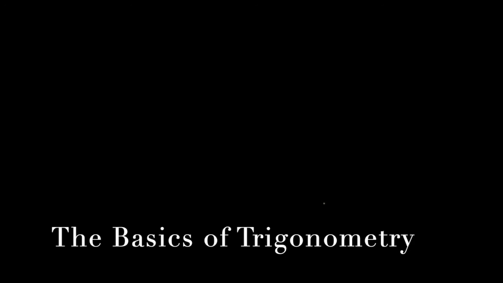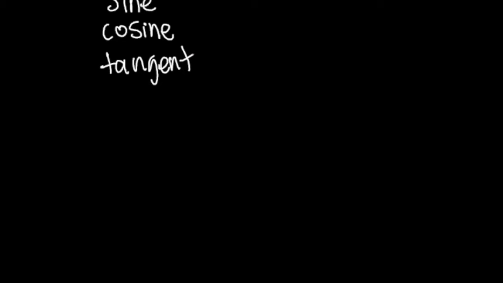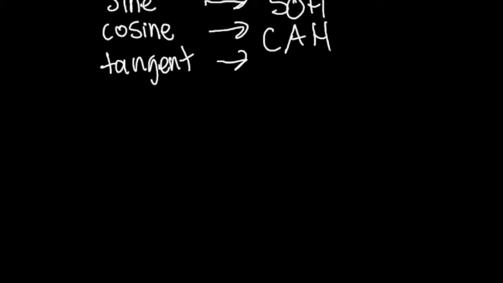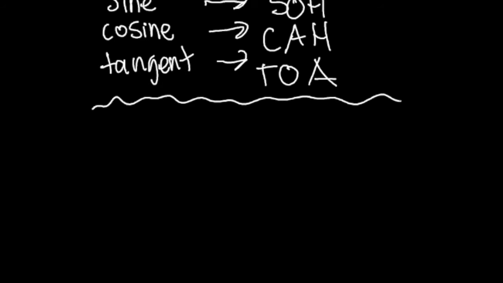In trigonometry, we use trigonometric ratios: sine, cosine, and tangent. With these, we have something that can help us with the ratios: SOH, CAH, and TOA. These might not seem like much to you right now, but by the end of this video, I hope you'll be able to understand them.